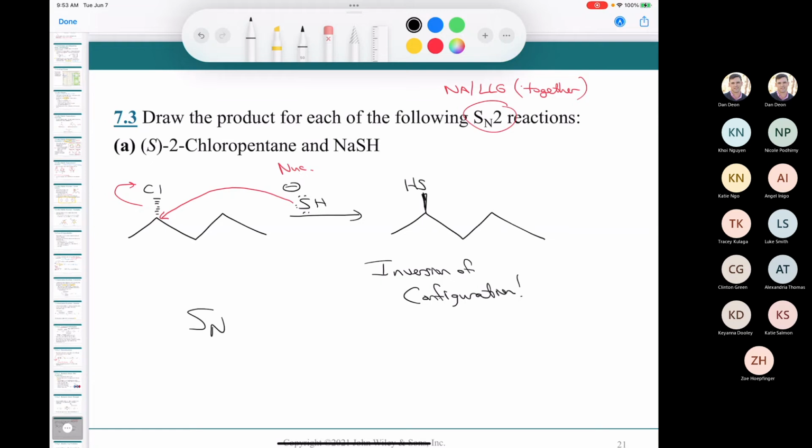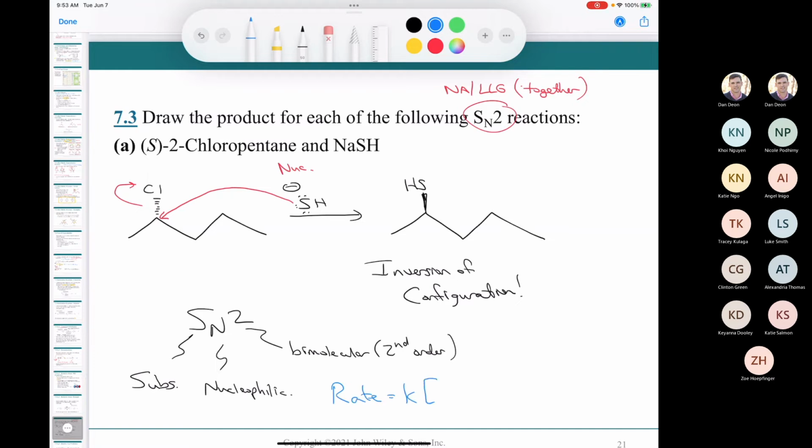So SN2 was substitution. N is nucleophilic. And 2 means bimolecular, or second order. Just a second order reaction. Therefore, if we were to write a rate law for this reaction, we would say the rate is equal to k, the rate constant, multiplied by the concentration of our S-2-chloropentane, so this, and the NaSH. It depends on the concentration of both of them.